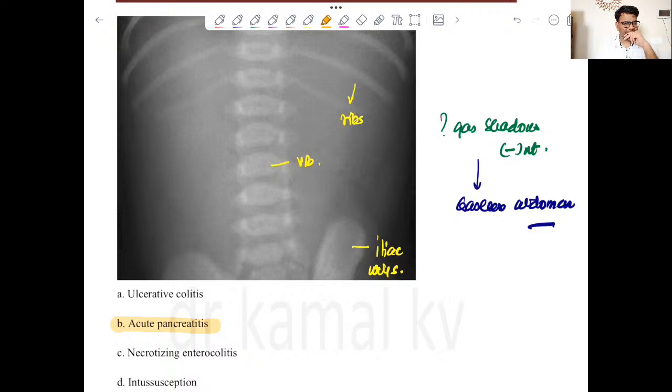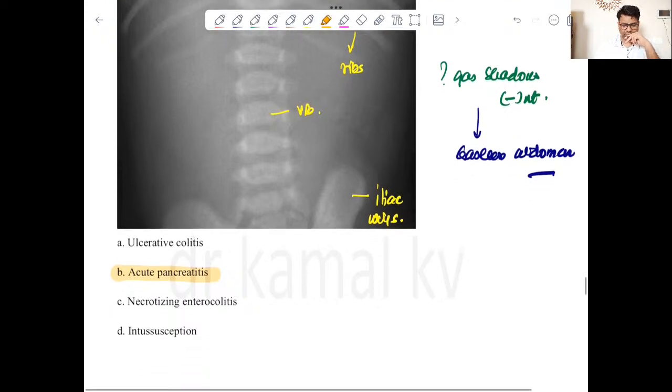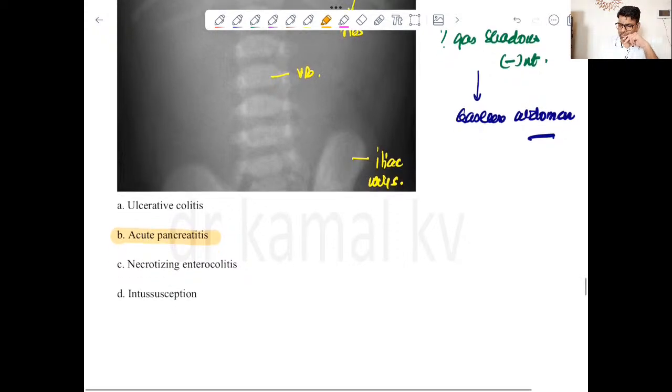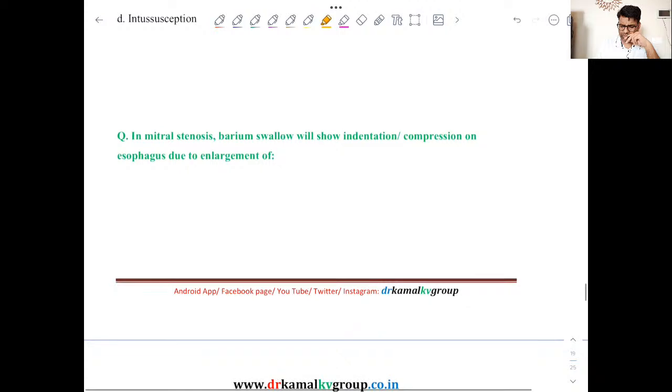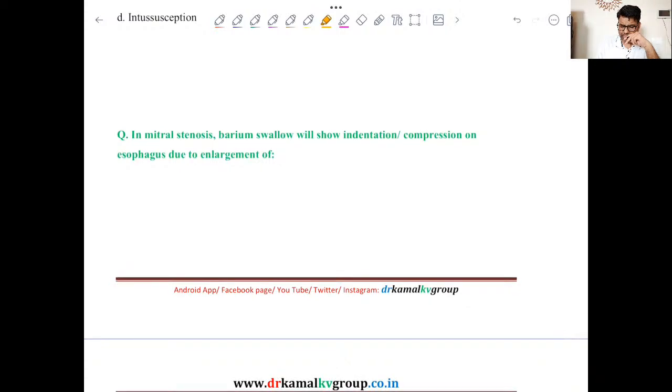Yes, Ishan, KK, both of you are correct. So this is gasless abdomen. Okay, and I think this is again a very basic question. If a patient is having mitral stenosis, and if you do barium swallow, you will see indentation of the esophagus, and this is because of enlargement of which chamber of the heart?